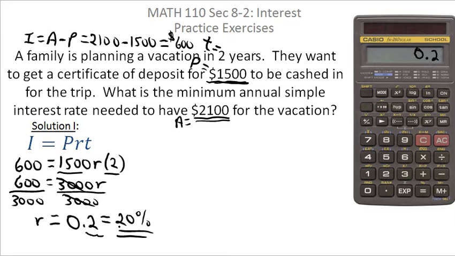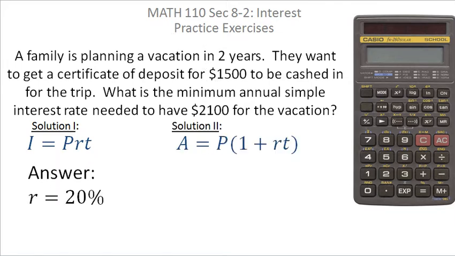Now, I did say that there's another way to do this, so let's just look at that really quickly. We remember the answer we just got, just for reference, is 20%. I just want to keep that. We have a formula for simple interest that goes straight to A. In solution 1, I calculated capital I and just used that. But if you wanted to use that formula that involved A, remember T is 2, P is 1,500, and A is 2,100.